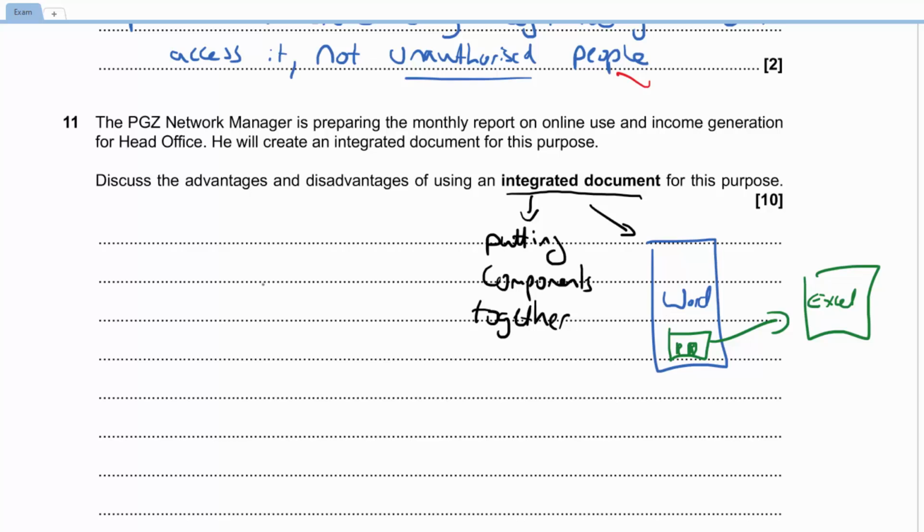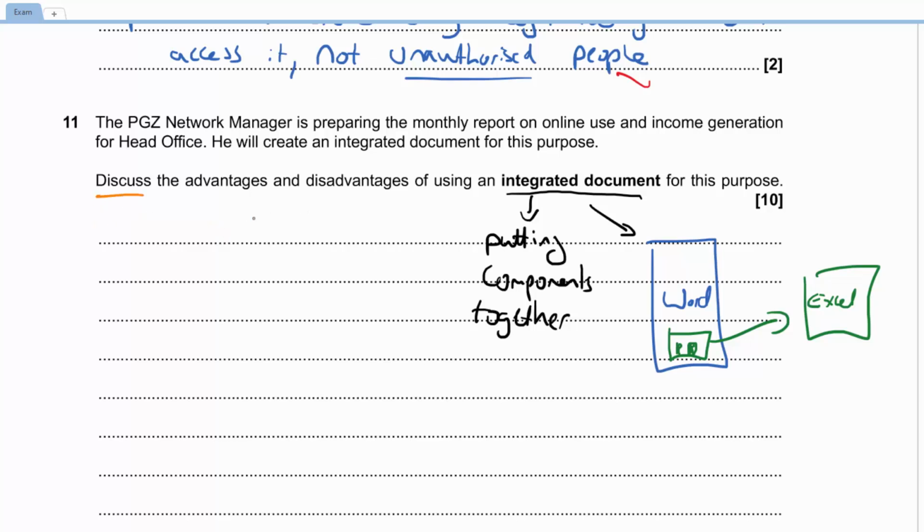Okay, so for 10 marks here, how many points do we need to make? That's the first thing we might start to think about for this question. We might even do a little plan of how we're going to write this, because a question like this is not marked as in if you make 10 points, you get 10 marks. You must discuss these advantages and disadvantages.